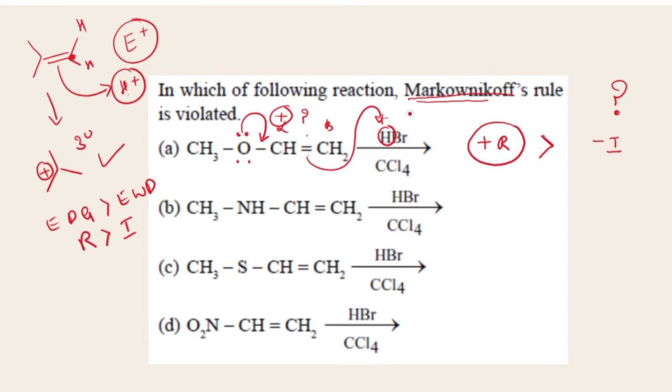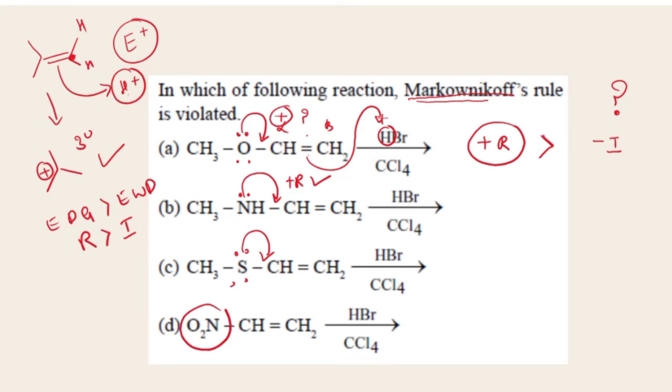So because of this, it is obeying Markovnikov's rule. No exception here. Similarly, here also nitrogen, although it is an electronegative element, donates electrons through plus R. So very much stable. Similarly, in the thioether, the sulfur lone pair is also given to the carbon to stabilize the carbocation here.